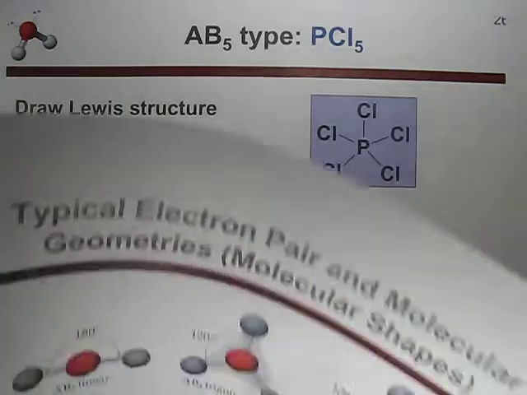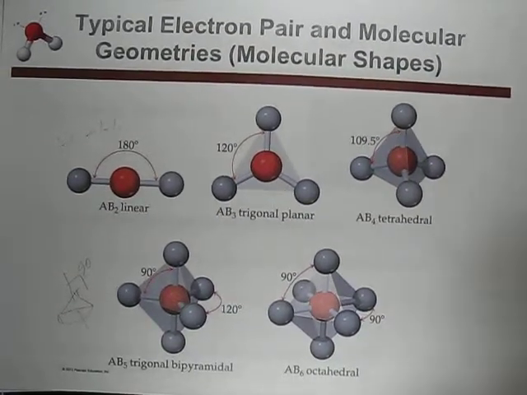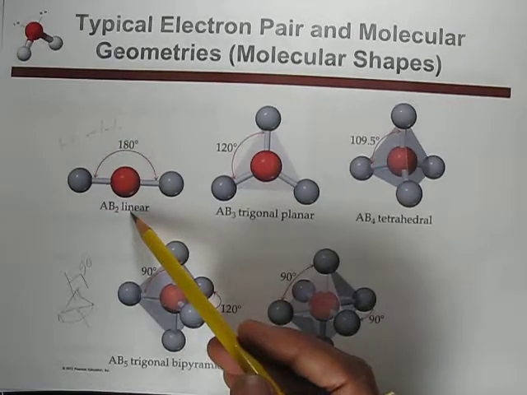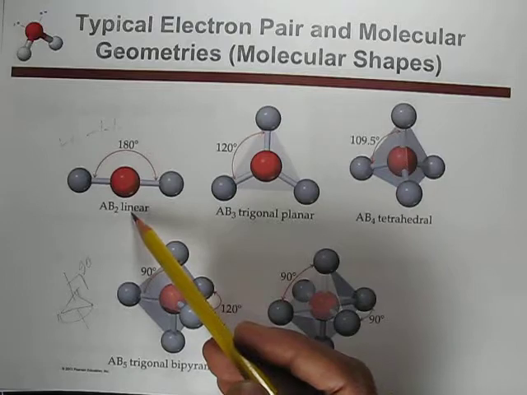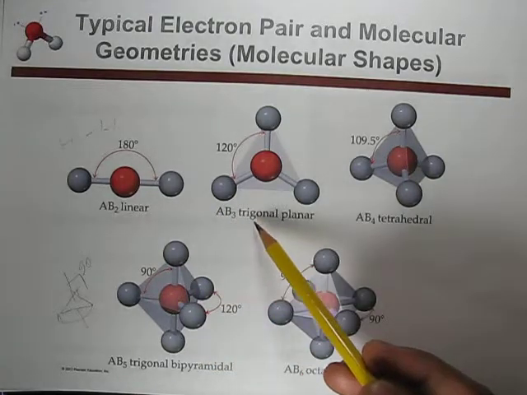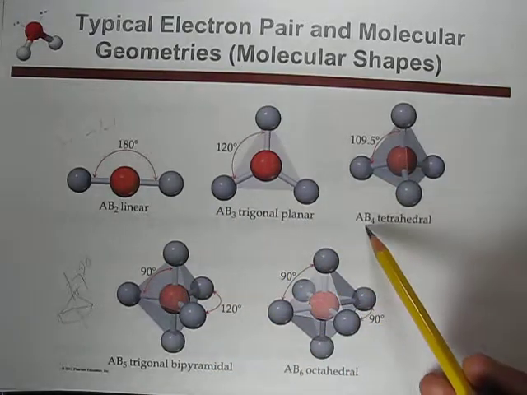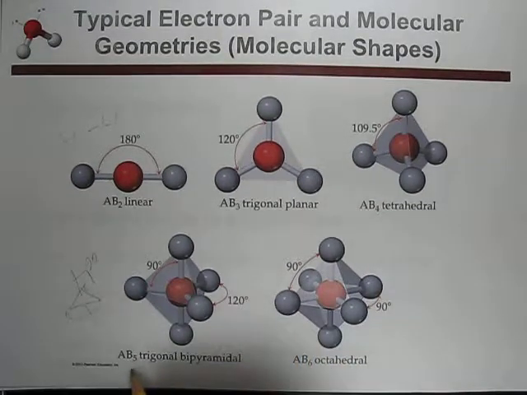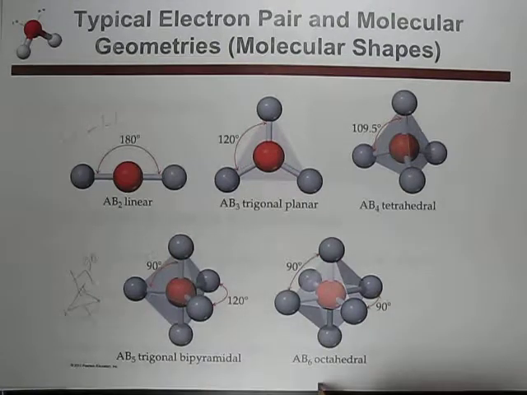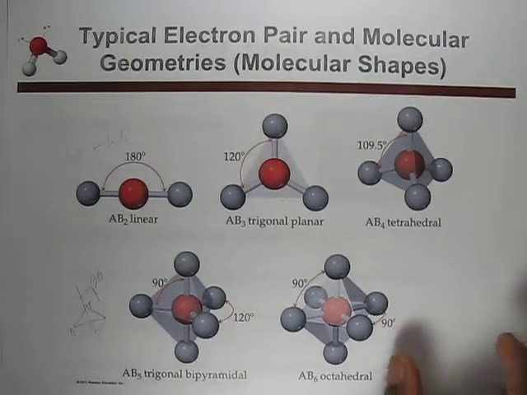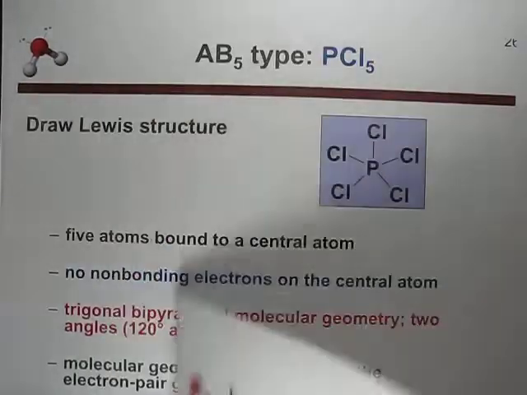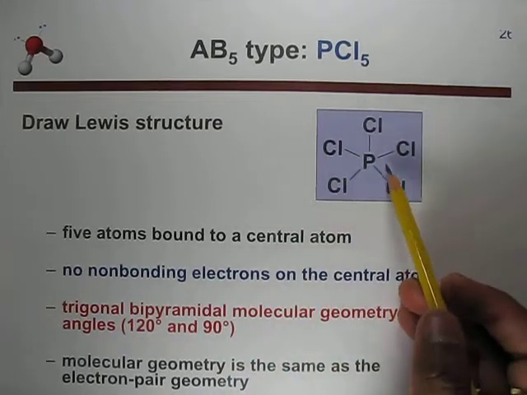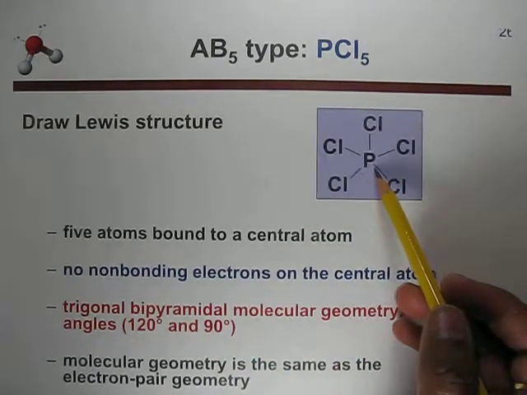So far, in the previous videos, we have studied that AB2 type has linear electron and molecular geometry, AB3 is trigonal planar, and AB4 is tetrahedral. Now we are going to study these two: AB5, which is trigonal bipyramidal, and AB6, which is octahedral. So we will see AB5 type first, and the first example is PCl5.